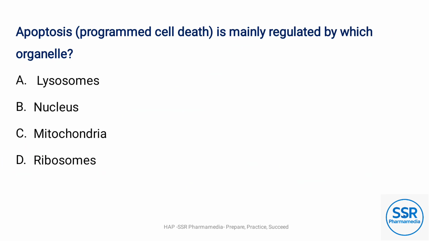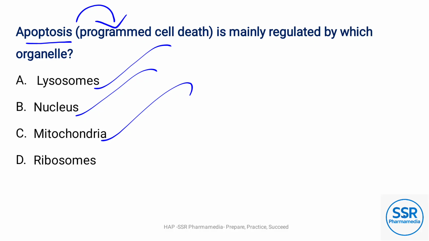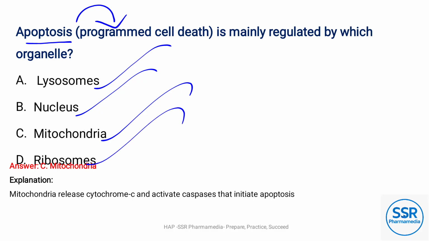Next question, apoptosis, programmed cell death. So apoptosis means programmed cell death. It is mainly regulated by which organelle? Option A, lysosome; option B, nucleus; option C, mitochondria; option D, ribosomes. So the answer is option C, mitochondria. Mitochondria release cytochrome C, which activates caspases that initiate apoptosis.